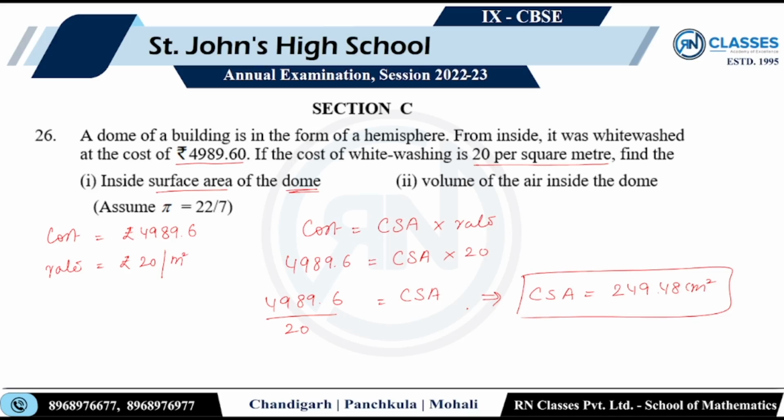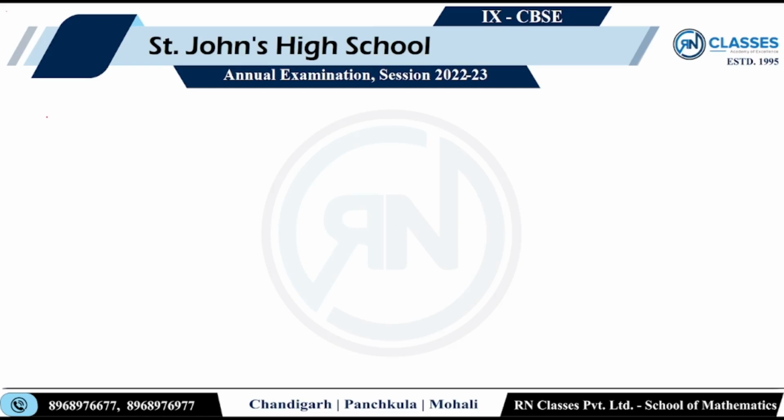ये आ गया मेरा curved surface area. Now what do I need? I need the volume of the air inside the dome, right? Volume of the air. So means I need to find volume of the hemisphere. Volume of hemisphere क्या होता है? Volume होगा 2/3 pi r cube. अब मुझे मतलब कि r चाहिए तभी तो मेरी प्रॉब्लम सॉल्व होगी.